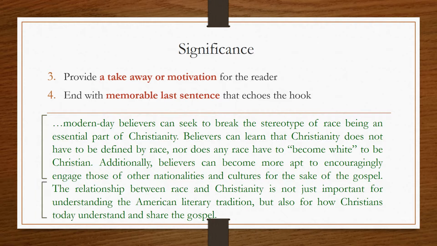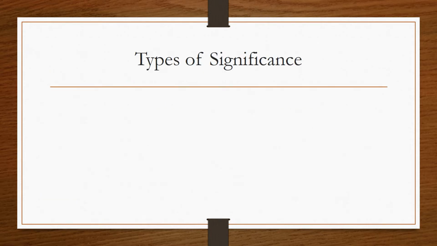The relationship between race and Christianity is not just important for understanding the American literary tradition, but also for how Christians today understand and share the gospel. The essay ends with the clear and memorable voice of the writer and a reminder of the impact of her argument. There are several strategies for creating significance.